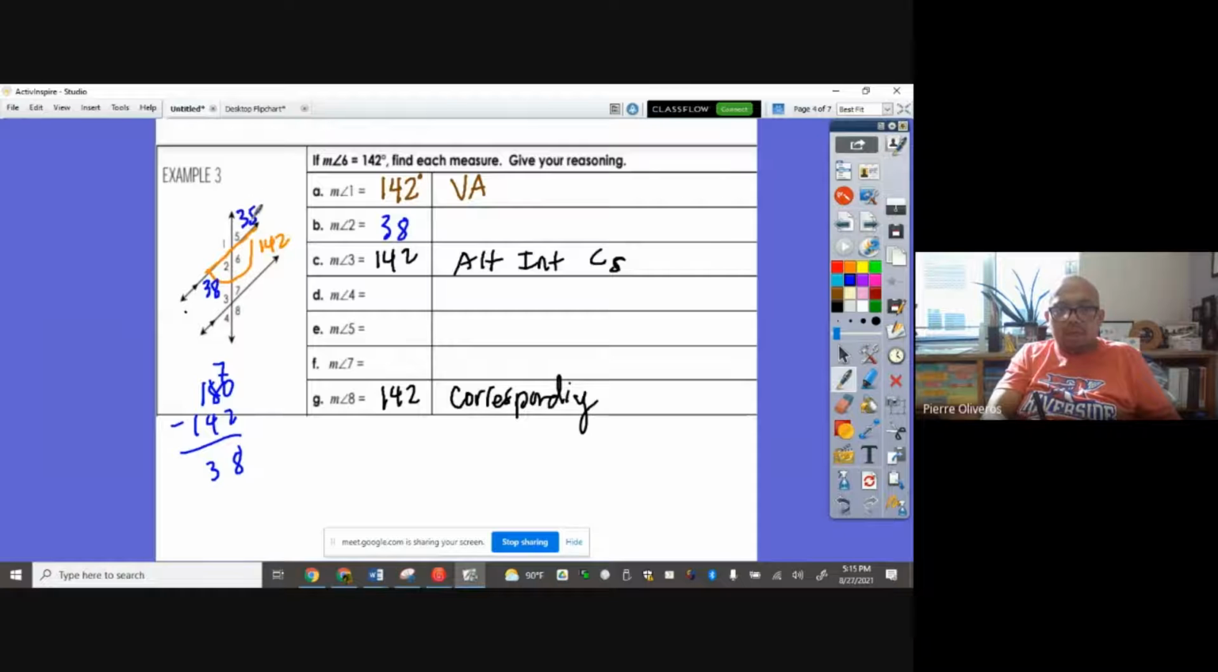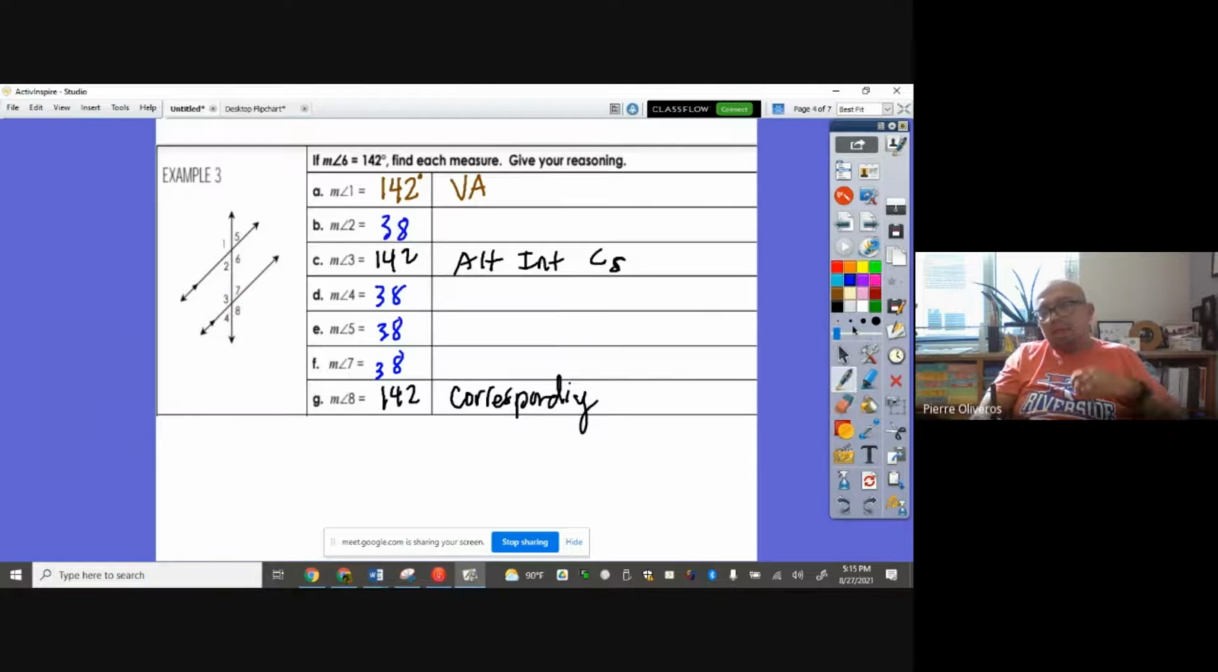Angle 5 is 38. Angle 7 is 38. And angle 4 is 38. If you remember the zigzag, 5, 2, 7, 4. Okay? But let's find the relationship of each of them from angle 6, which is 142. First, I know angle 2 is 38 because of linear pair.